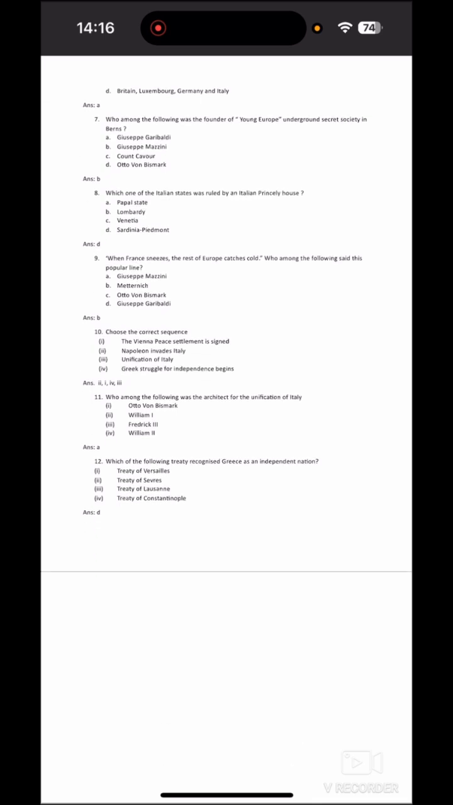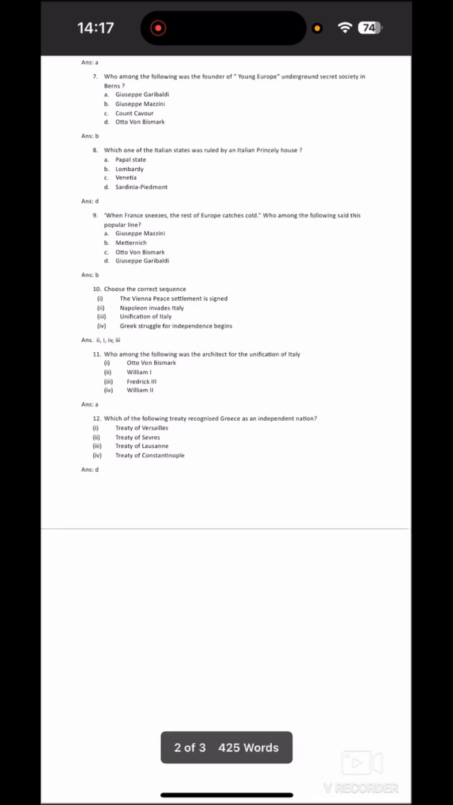Question number 9. When France sneezes, the rest of Europe catches cold. Who among the following said this popular line? So this is a very basic line of this chapter. Accordingly, it meant that whenever something happens in France, the entire Europe has to suffer. So this statement was said by which of the following personalities? Giuseppe Mazzini, Metternich, Otto von Bismarck, Giuseppe Garibaldi. So the correct answer is Metternich. He quoted this sentence that when France sneezes, the rest of Europe catches cold.